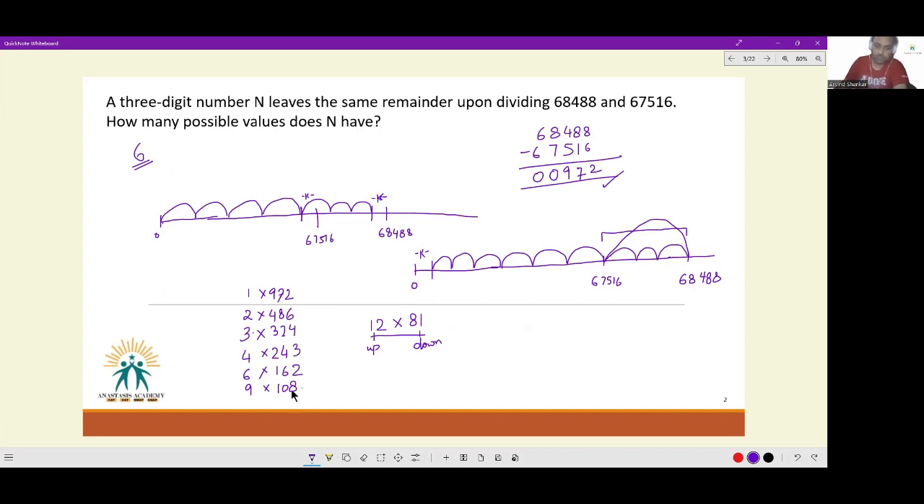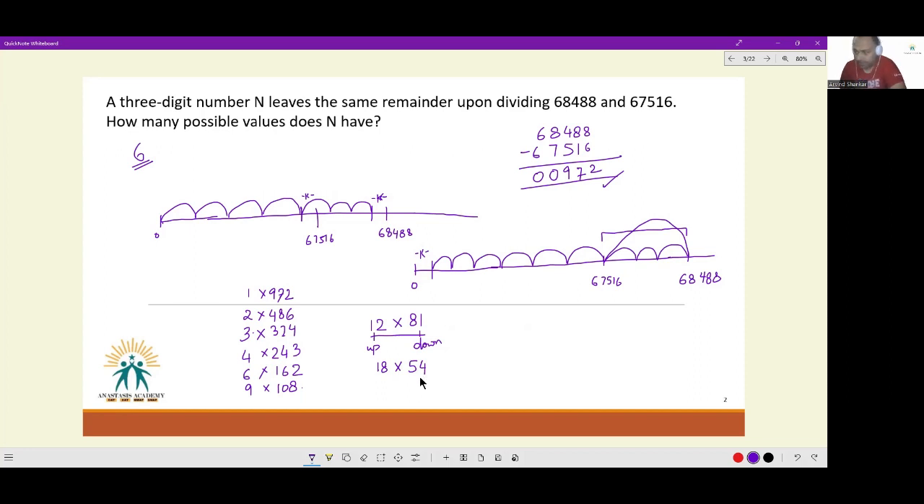162, and 108. If you wanted to complete the list, which is also a skill that you should ideally be working on, I should be aware of. So I'll keep on going. 13 doesn't work, 14 doesn't work, 15 doesn't work, 16 doesn't work, 17 doesn't work, 18 works. 18 into 54.